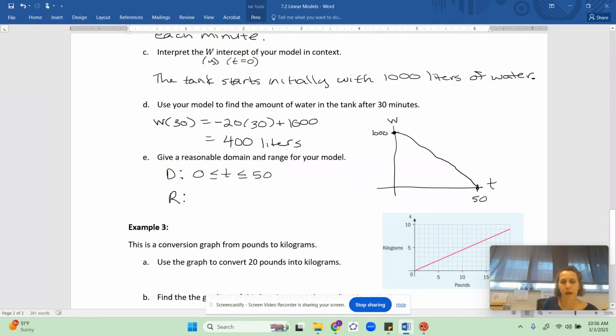The range is like our Y values, or our W, the amount of water in the tank. The water in the tank could be as low as 0, and it gets as high as 1,000. Remember, range goes from bottom to top, and domain goes from left to right. So range, from bottom to top, goes from 0 to 1,000. Domain, from left to right, is 0 to 50. All right, that's it.